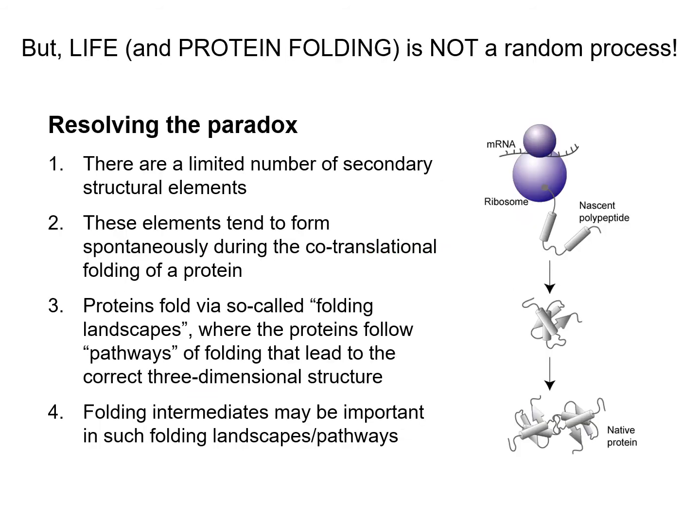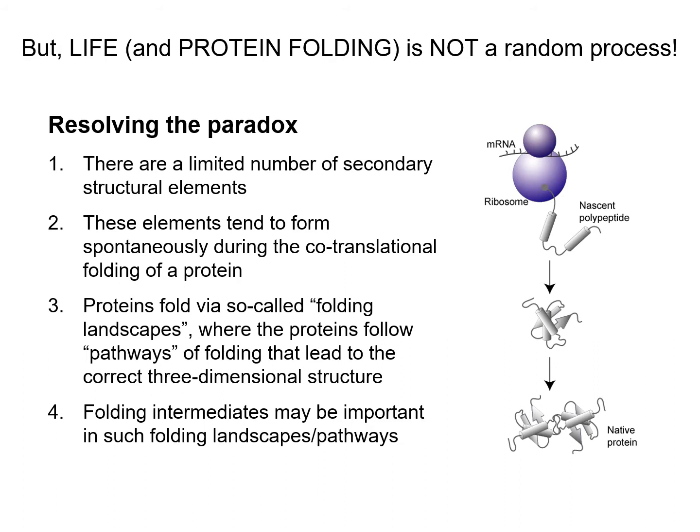Well, that Levinthal paradox was basically based on a random process where each of the amino acids or the multiple amino acid residues find their best conformation to find the lowest energy point. But in reality, protein folding is not a random process. Now let's resolve that paradox based on the knowledge that we gained after this paradox.